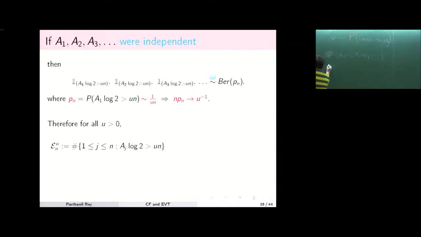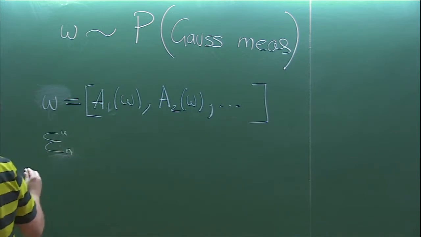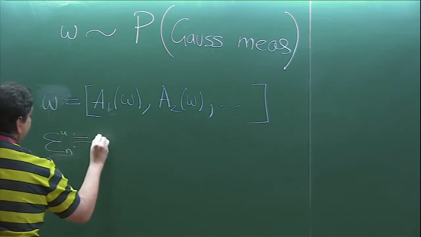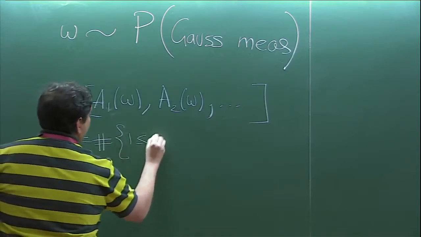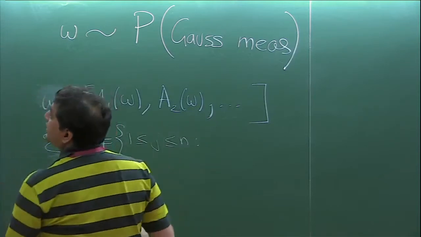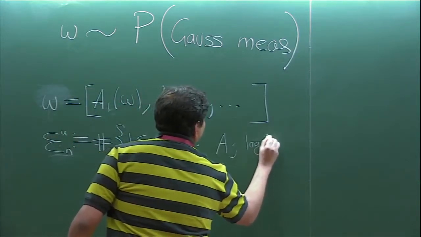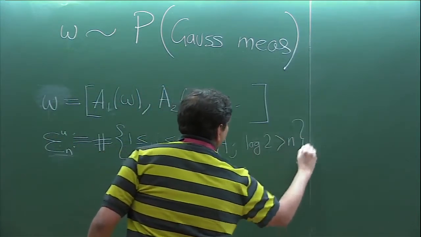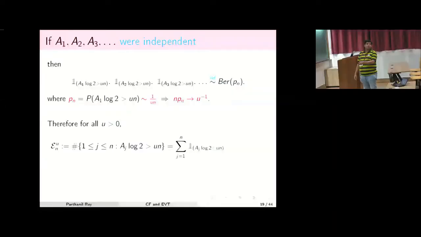So, E for exceedance, Un is defined as the number of digits among the first n digits which are bigger than n by log 2. Okay, this is my definition. This is nothing but the sum of these indicators, of course.